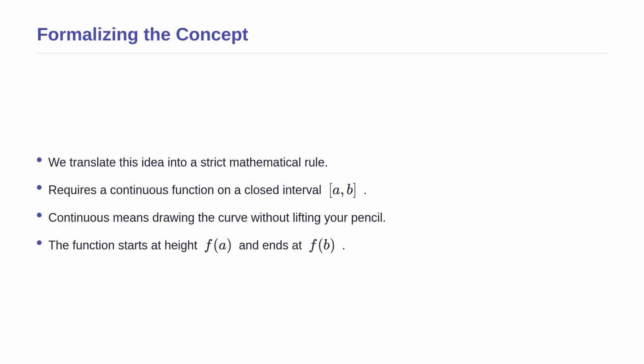Now that we have the everyday intuition, let us translate this common sense idea into a strict mathematical rule. In calculus, we apply this to what we call a continuous function on a closed interval. A continuous function simply means a curve that you can draw from start to finish without ever lifting your pencil off the paper. The closed interval is just a specific range of numbers on the horizontal axis, starting at A and ending at B. So your function starts at a specific height and ends at another height. The theorem tells us what happens in between.